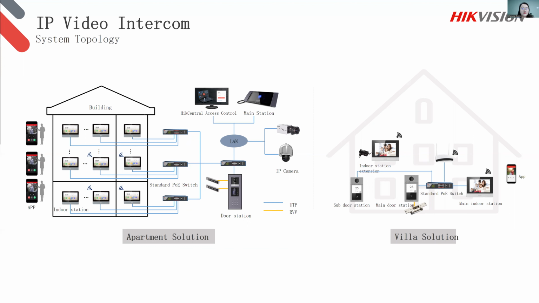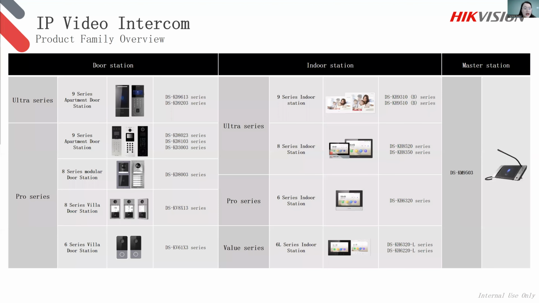For the villa, we use a door station, and sometimes there are different gateways, different gates, a main gate. So we use a main door station or a sub door station. And then we have indoor stations for the different rooms, and we use indoor station extensions. The end user will use the HIK Connect app. So for the IP video intercom, the product family has the door station, indoor station, and the master station.